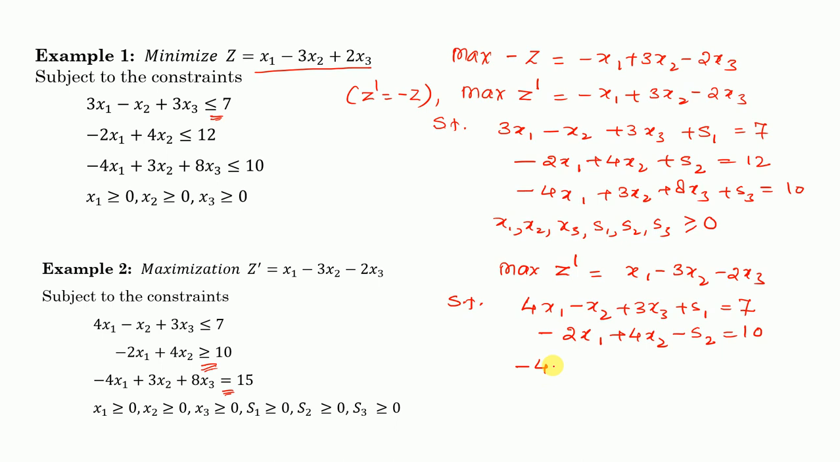So minus 4x1 plus 3x2 plus 8x3, this equal to 15. This is already equal, so no need to change this one. So here initially these are not given, so you can delete all these. So you can write x1, x2, x3, s1 comma s2 greater than equal to 0. So this equation is in standard form.